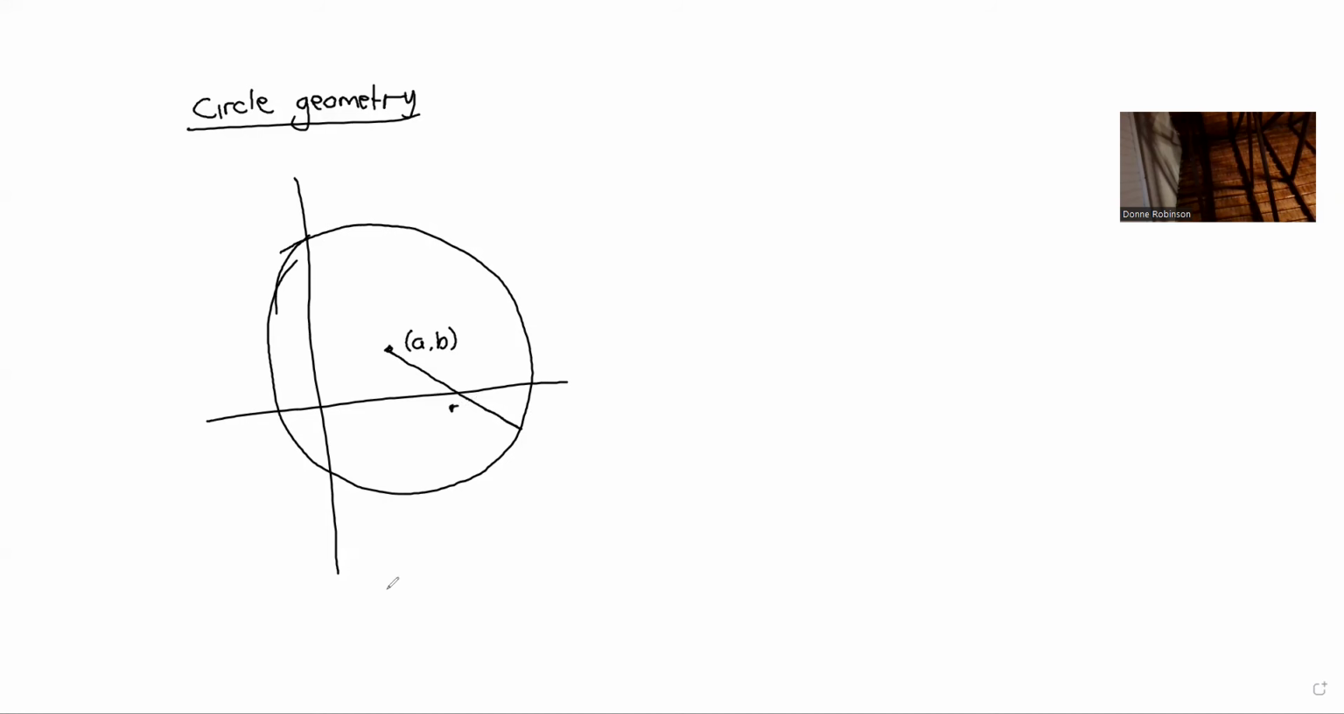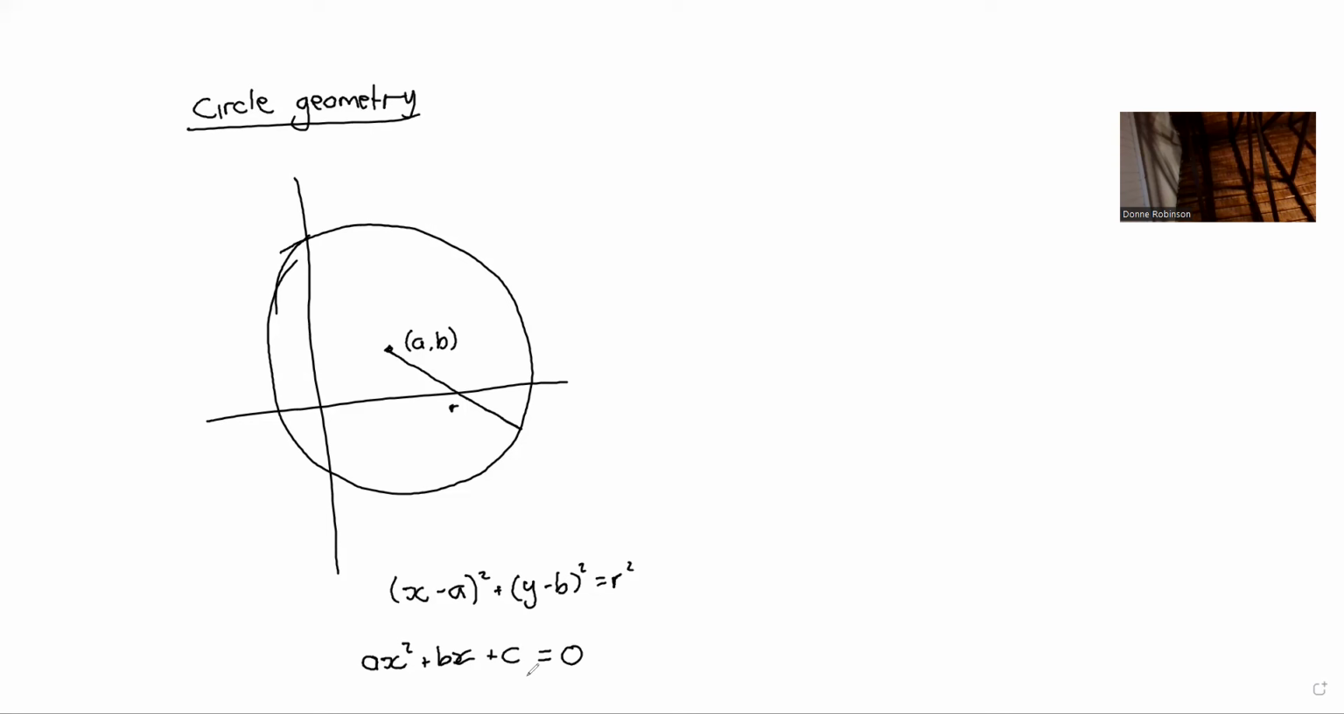Now, the equation for a circle will be (x minus a), where a is the x coordinate of your center, squared, plus (y minus b) squared equals r squared. Okay, now this is the usual format that the equation of your circle is going to be in, but they might ask you to write it in the format ax squared plus bx plus c is equal to 0.